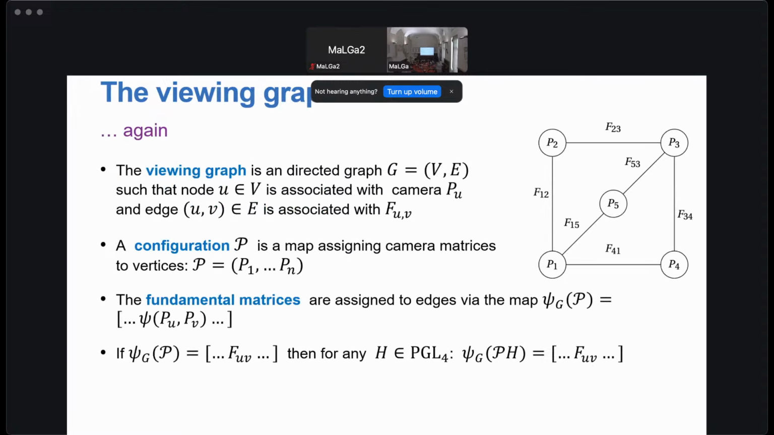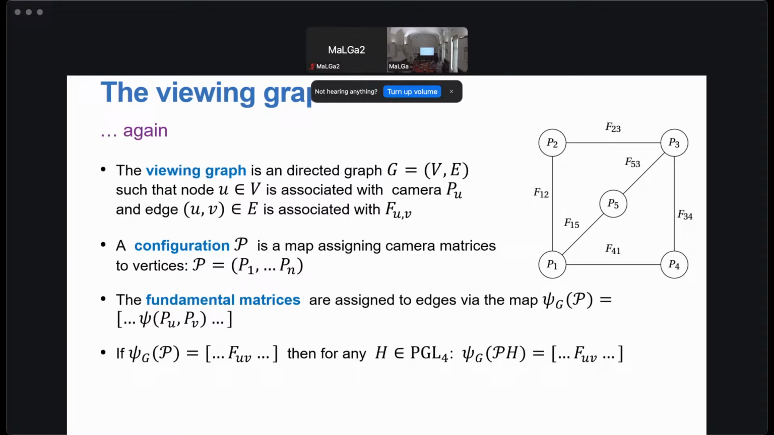Our graph is a viewing graph where nodes are cameras, edges are fundamental matrices. A configuration is a map assigning cameras to vertices. So fancy P is a collection of cameras assigned to vertices. And fundamental matrices are assigned with this map psi applied to the configuration. So this map psi G consumes the cameras and produces all the fundamental matrices of a graph, for every edge.